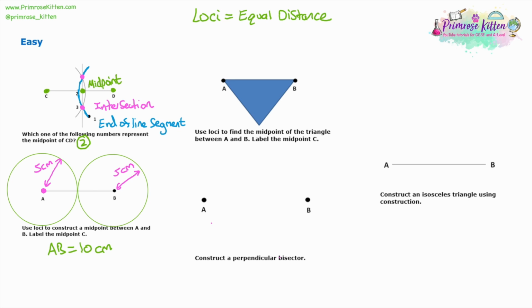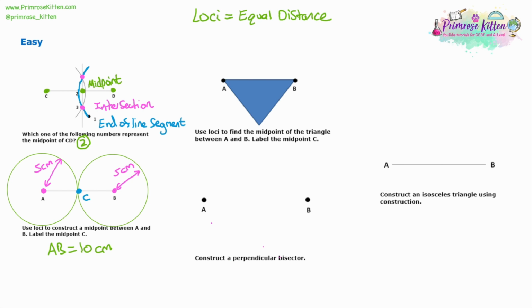You make sure your compass is set to 5 centimeters. You're going to want the midpoint, half of 10 is 5. Put the metal point of the compass on B and then draw a circle. So the green circle is where your pen would be going around. Now the midpoint is going to be the intersection of the two circles. And the intersection of the two circles would be here, and we can label the midpoint C, like we're asked. So that's one way of finding the midpoint of a line using loci.